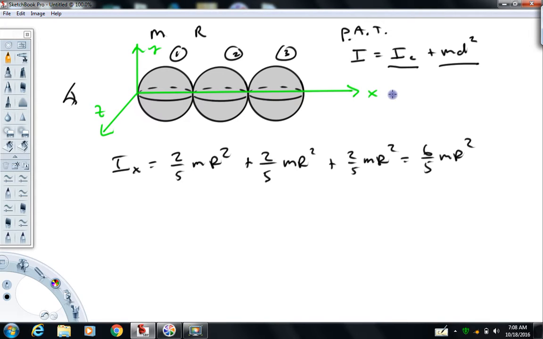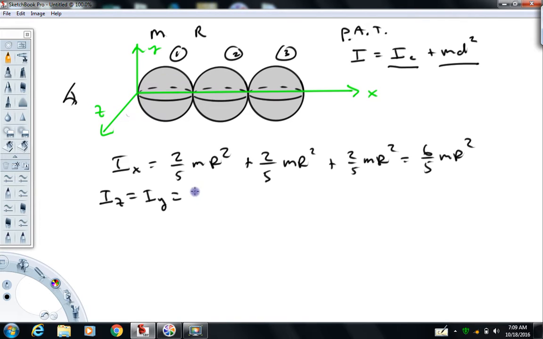Now let's work on Iz. Something I'd like to point out: this problem is symmetrical with respect to the z and y axes. Imagine this object could rotate about the z-axis, like so, or around the y-axis, like so. It's the same problem; it's perfectly symmetrical. So by symmetry, Iz is equal to Iy, and we'll go ahead and calculate those values now. In order to calculate them, I'm going to imagine this geometry rotating about the z-axis, and we're going to take these things one at a time.